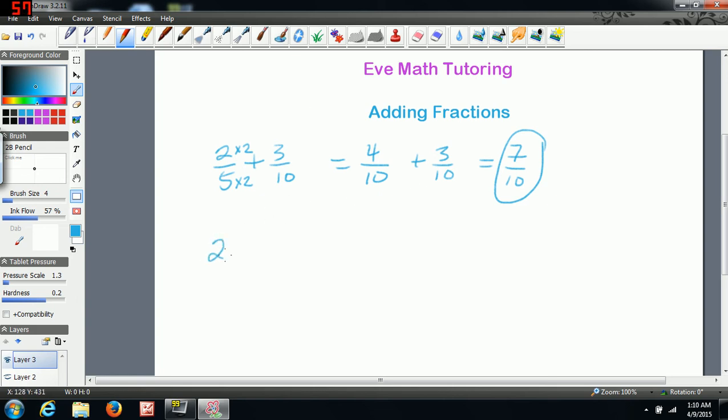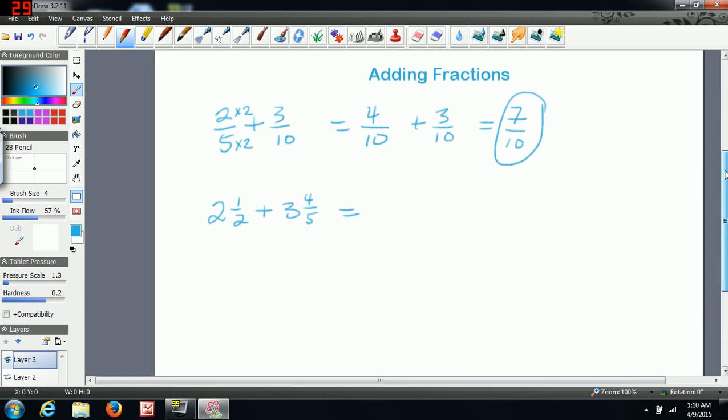Okay, now what if we're dealing with mixed fractions? So you want to add 2 mixed fractions. Now, first, when you're adding mixed fractions, what you are allowed to do is you go ahead and add the 2 whole numbers, and then you add the fractions. However, when you are adding these fractions, they still have to have the same denominator on the bottom. So what I have to do is rewrite the fractions so that the denominators are the same.